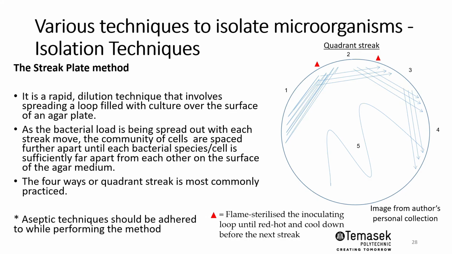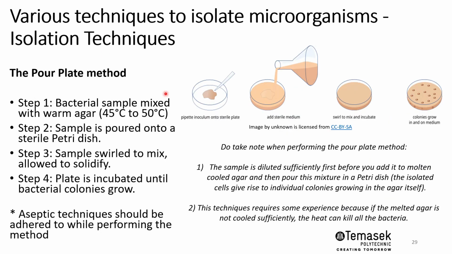Okay, another isolation technique will be the pour plate method. The pour plate method is quite simple. Basically you are getting your bacteria mixed together with warm agar, so that's around 45 to 50 degrees. And you'll be doing this in the laboratory as part of your practical. So as you have this bacterial inoculum, you can pour your molten agar in, and then swirl it gently to mix, and then allow it to solidify before you incubate with your agar upside down.